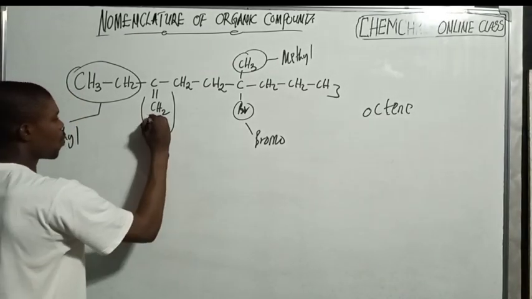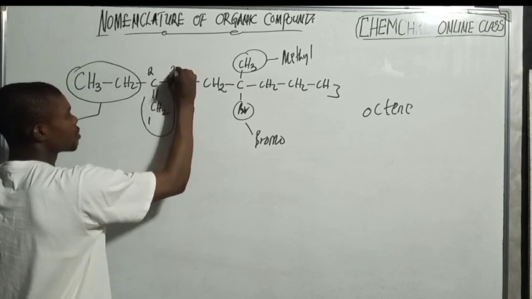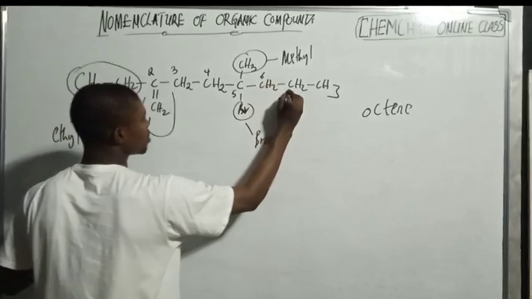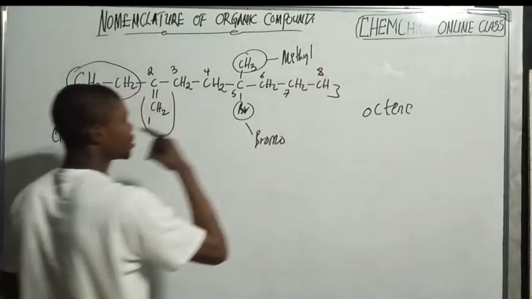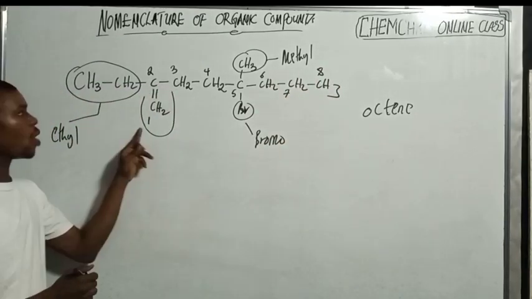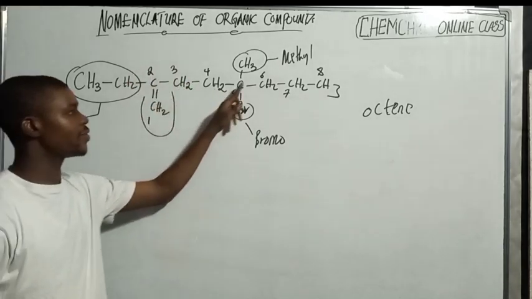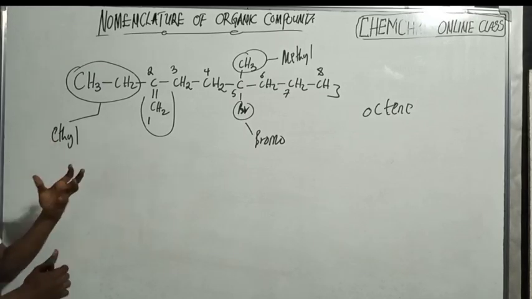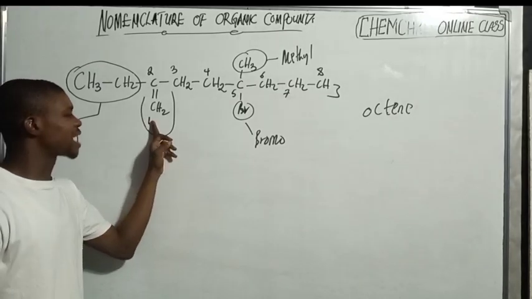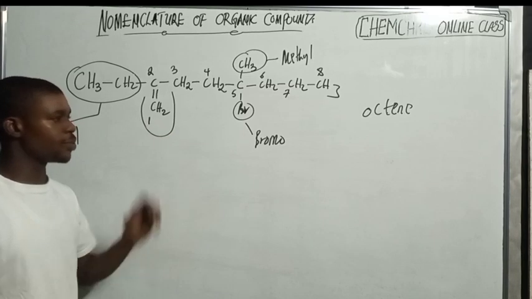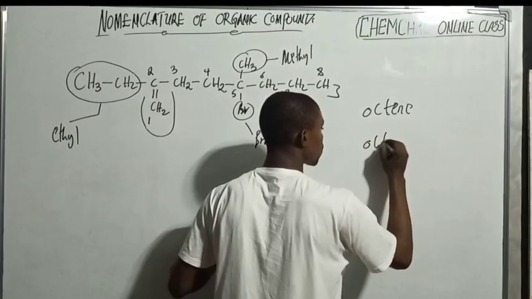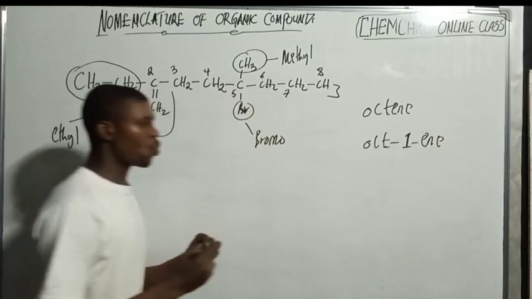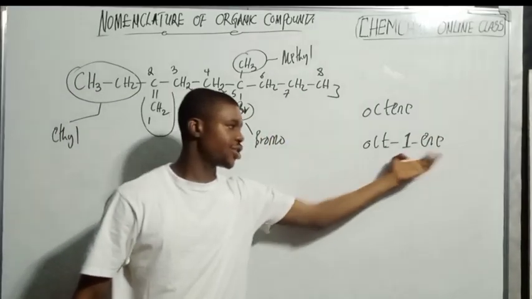So you have 1, 2, 3, 4, 5, 6, 7, 8. Can you see that? 1, 2, 3, 4, 5, 6, 7, 8. So now the double bond is at position 1, so it will be oct-1-ene, oct-1-ene, right? So this is called the parent chain.